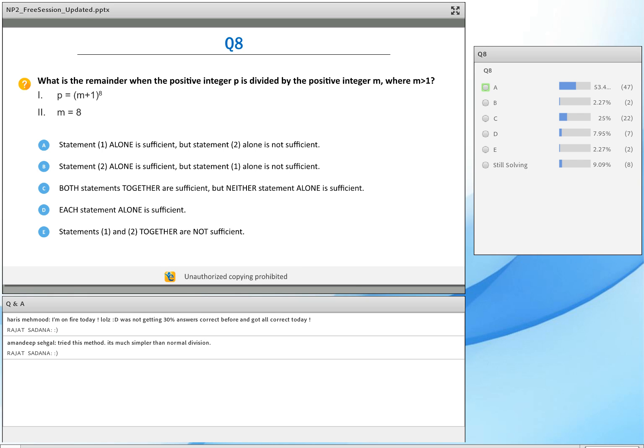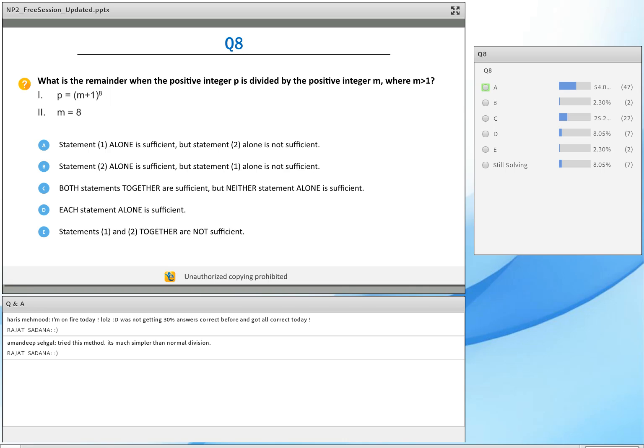Now, earlier, about 37% of you got it right. Now, about 54% or 53.5% of you got it right. Those of you who didn't get it right, I want you to tell me why you did not get it right, or where you made a mistake.